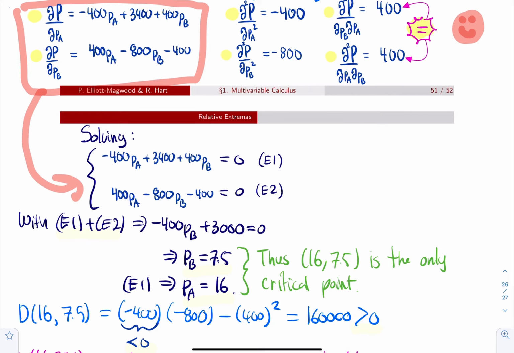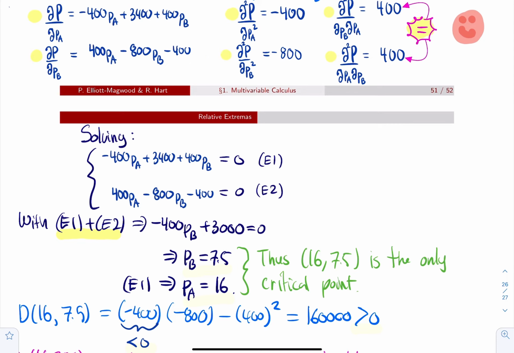So here we have a system of linear equations. We have to solve for PA and PB. You could summon your stuff from linear algebra and apply Gauss-Jordan, but we're not going to go there. Here, I'm just going to use elimination. If I add the first equation and the second equation, the minus 400 PA and the 400 PA are going to cancel each other. Just got lucky here; it's not always going to work out so easily. Adding the two equations, you get minus 400 PB plus 3,000 is equal to 0.